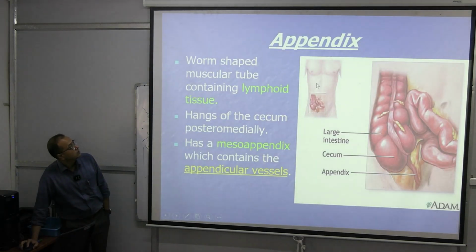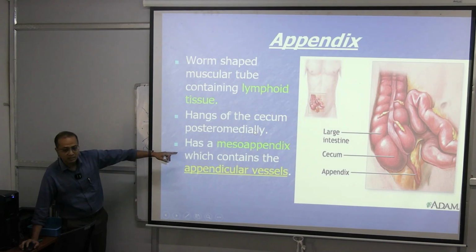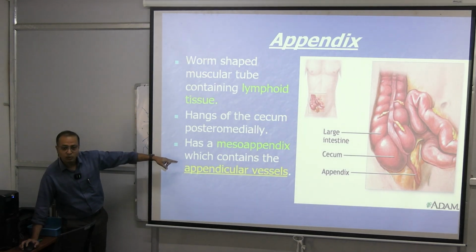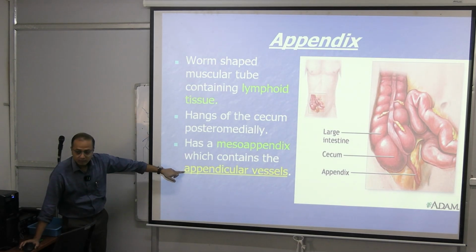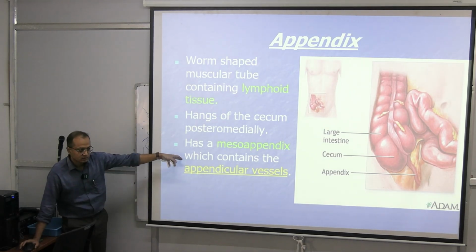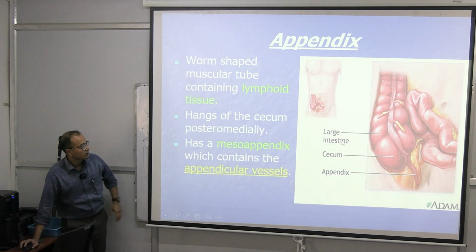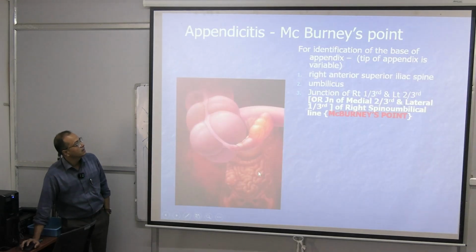Okay. So the appendix has lymphoid tissue present in it, and the appendix is covered by the mesentery, the mesoappendix. What does it contain? Vessels. That means the appendicular artery and appendicular vein. They want to hear this. All these things are your exam questions.